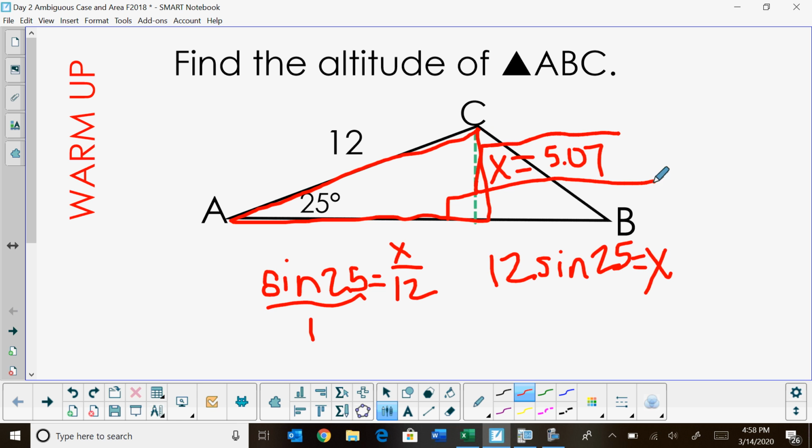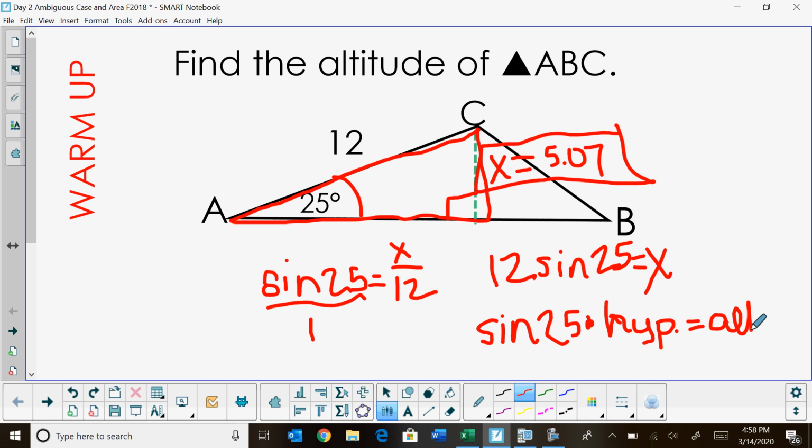So it's very important you can find that. To find the height, you're going to take the sine of the angle that you're given times, in this case, the length 25, but really it's the hypotenuse of the right triangle. And that gives me the altitude of the triangle. So just keep that in mind as we're working through this law of sine.